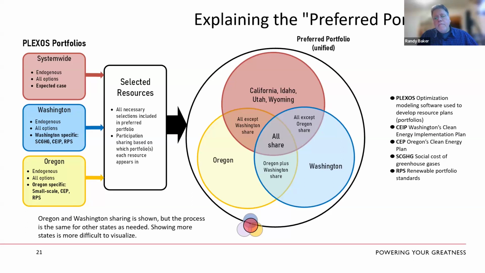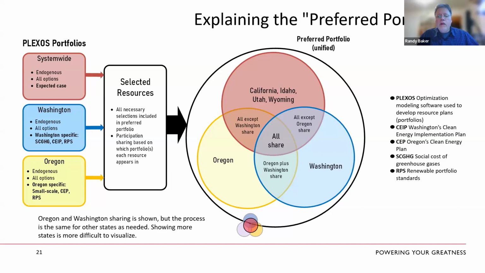And so that point in the middle, in the very middle of those circles where it says all share, that is the most common outcome. Most resource selections are desirable under virtually any set of conditions. They are just the best resources.